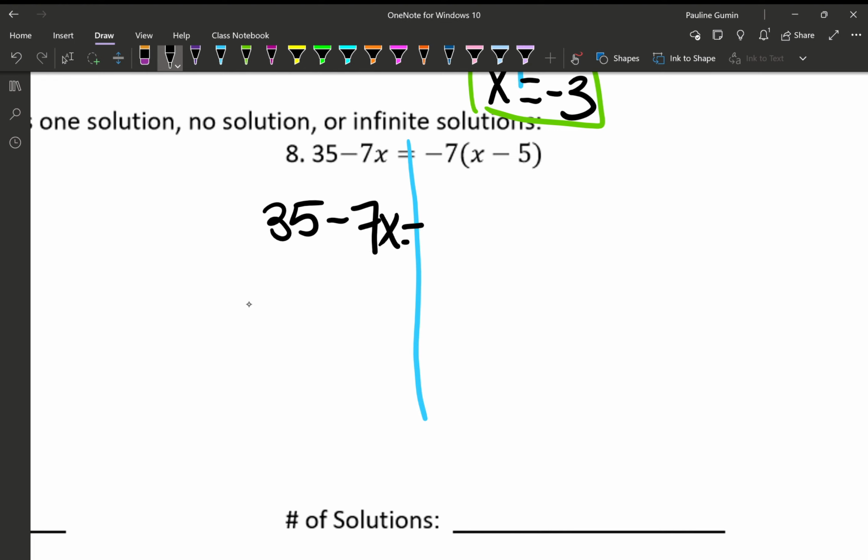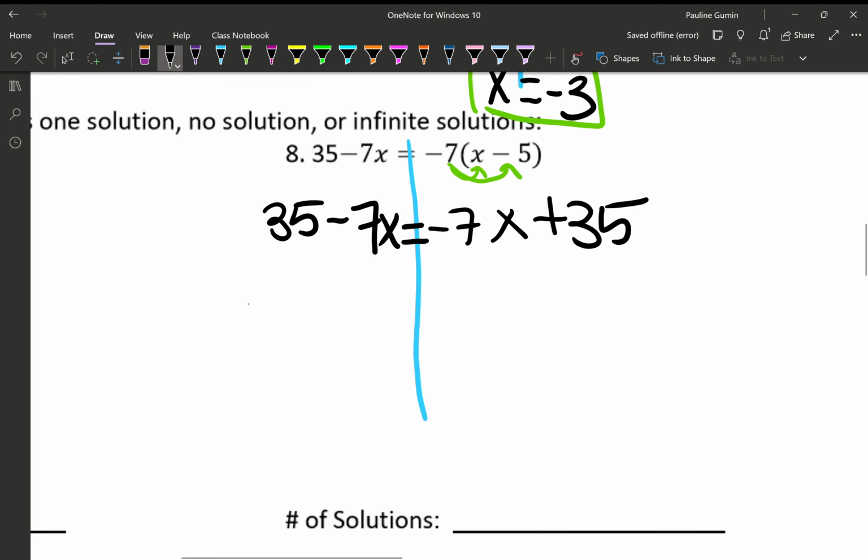Number 8, let's draw a line down the middle. On the left side, there's nothing I need to do. On the right, however, I do need to distribute the negative 7. Negative 7 times x is negative 7x. Negative 7 times negative 5 is positive 35.